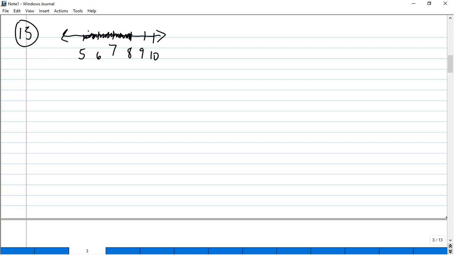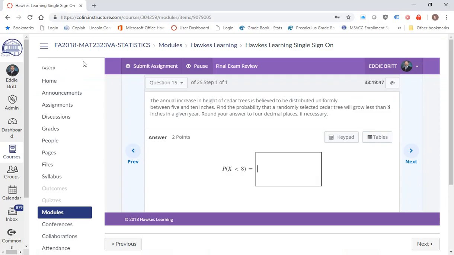So how many different inches do we have? 1, 2, 3, 4, 5 of those. And less than 8 would be 1, 2, 3 of those. So that's 3 out of 5. So that's your probability that at any given year the tree would grow less than 8 inches. All right, so it's 3/5.